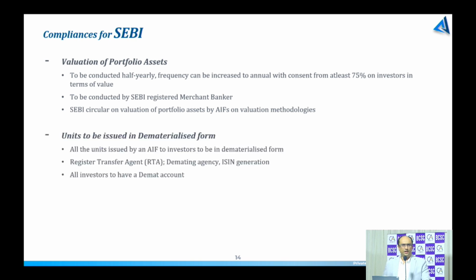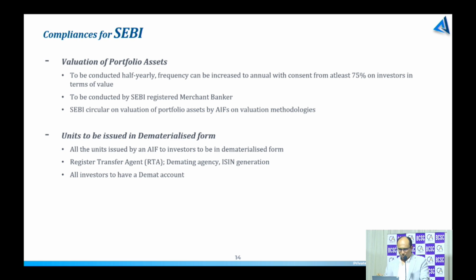Units to be issued in dematerialized form. This has been around for a couple of years now. Earlier the investors of AIF were issued physical units, back in the day when we used to have physical share certificates for private companies. So earlier unit certificates were issued in physical form, but for the last 2 years, SEBI has made it mandatory that all units of AIF also have to be in dematerialized form.